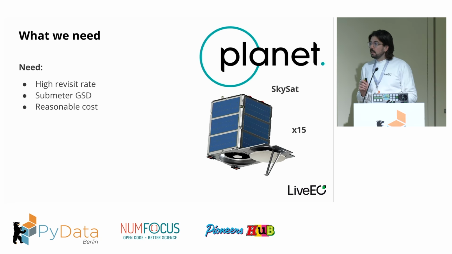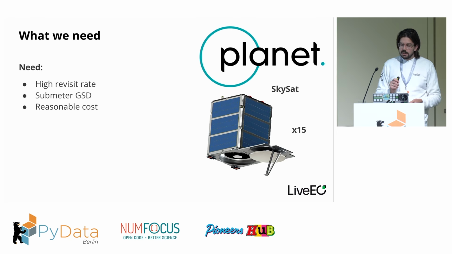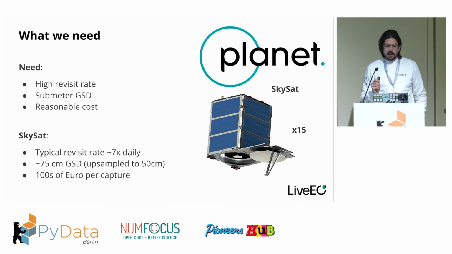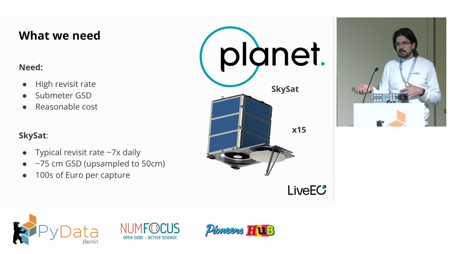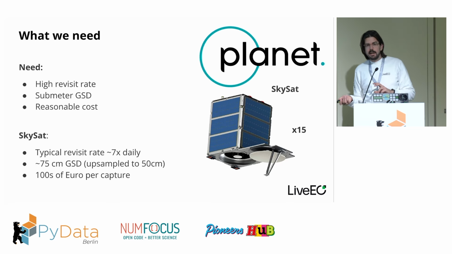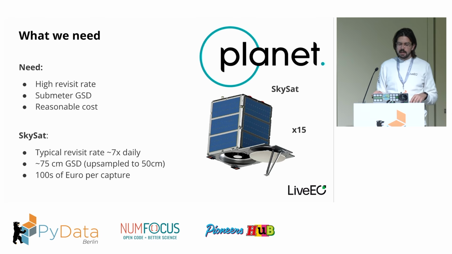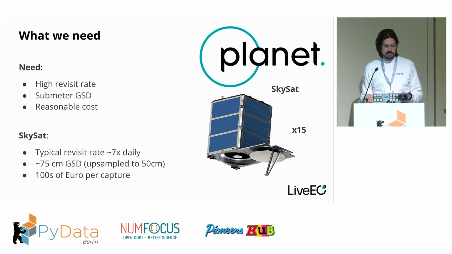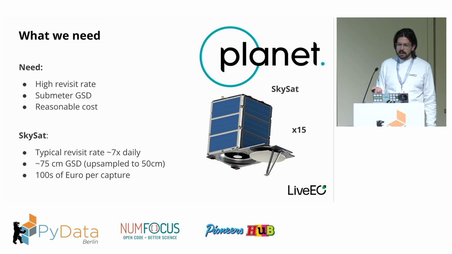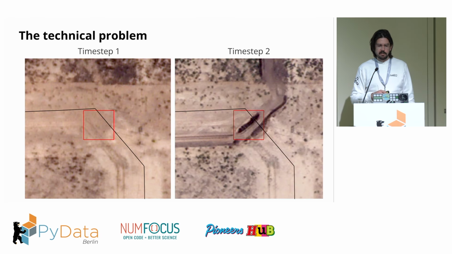So what we've settled on is the SkySat constellation by Planet. There are currently about 15 of these satellites up there. There used to be more, but they deorbited a few of them in the past. Some of the characteristics are that with 15 satellites, you can usually get a daily revisit rate of about 7 times per day. It has about a 75-centimeter ground sampling distance. It changes a little bit from satellite to satellite, which they upsample to 50 centimeters, but let's not get into that. And it costs on the order of hundreds of euros per capture, just to give you an idea of what we pay for this. I don't know what the exact number is over there.